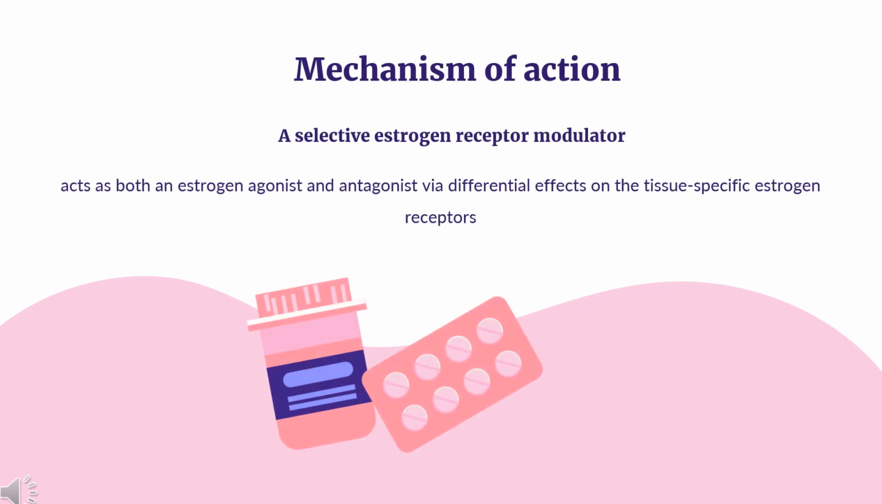Mechanism of action. Raloxifene is a selective estrogen receptor modulator that acts as both an estrogen agonist and antagonist via differential effects on the tissue-specific estrogen receptors. Based on the findings of competitive binding assays, raloxifene displays binding affinity that is similar to that of estradiol, the predominant circulating estrogen. Ligand binding induces a conformational change in the receptor that promotes dissociation of the receptor from HSP90, dimerization and translocation into the nucleus. This movement into the nucleus allows the receptor to bind to genomic locations based on sequence recognition: the DNA binding domain, also known as the estrogen response elements, EREs.